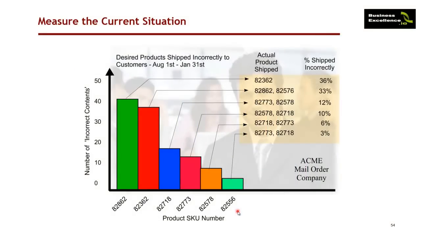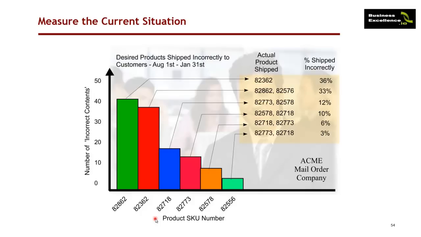In this particular graph, as I said earlier on, when somebody orders the product, they don't actually type in the product name. They type in a product SKU number. This product SKU number is shown on the x-axis of this particular graph. So an example of a product SKU number is 82862. This is the number that the operator at the order entry department types into the computer.